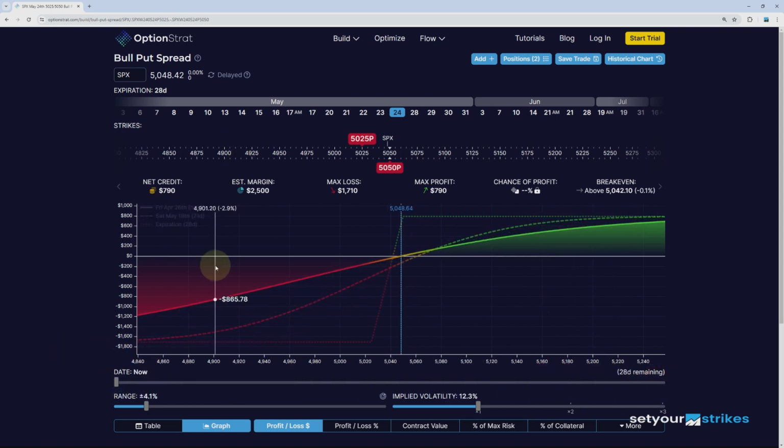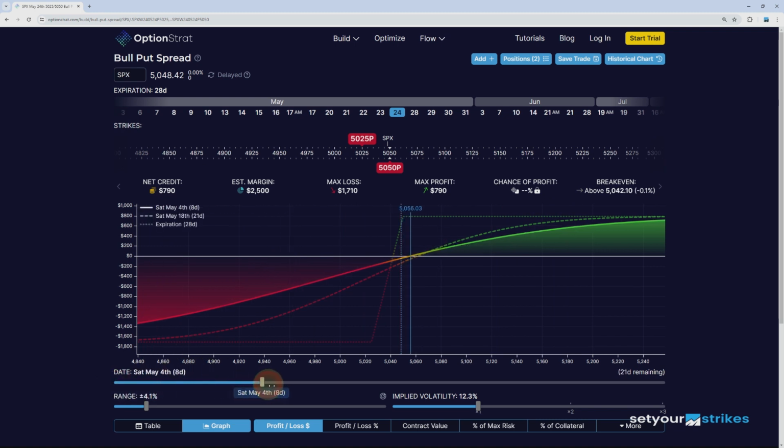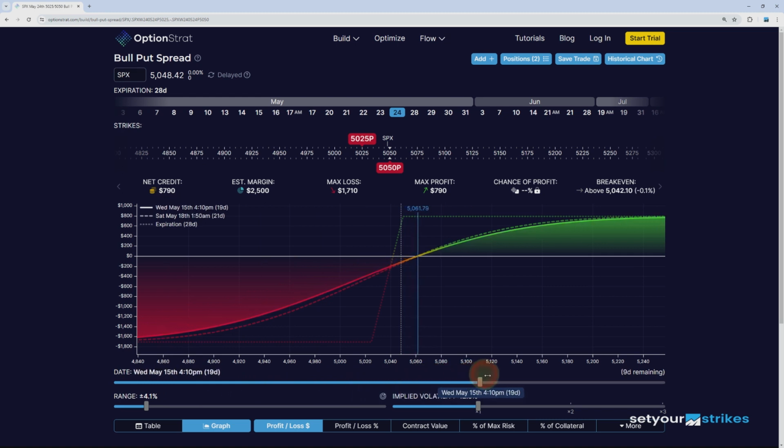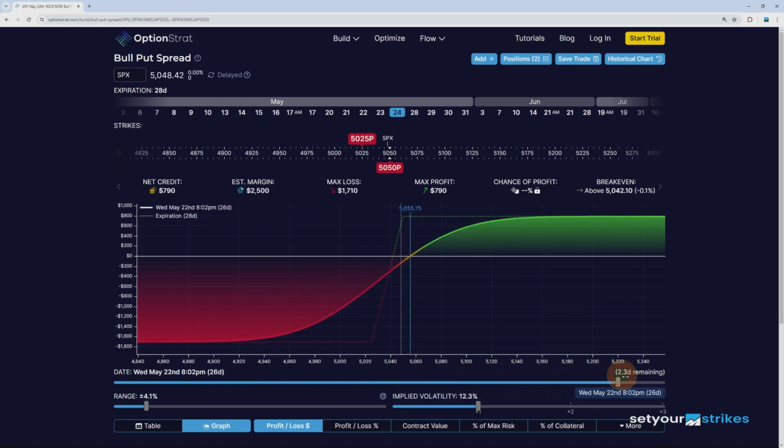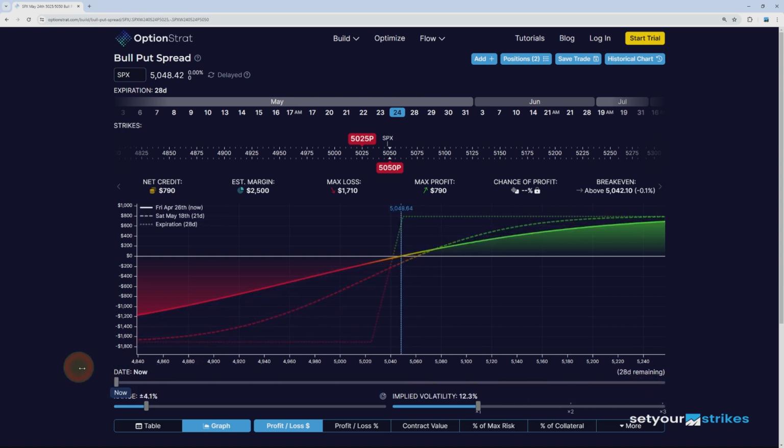And now let's look at the left side. Let's look at what's happening on the left side. So the right side is our profit side. The left side is our loss side. So on the left side, as time decays, as time goes on, our losses are increasing. And again, the speed of their increase ramps up very, very close to expiration.